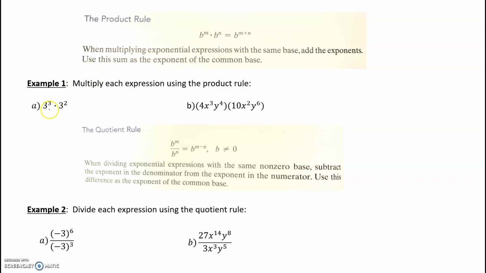So a good example, we'll look at a. Notice they both have a base of 3. So this is saying 3 times 3 times 3 times 3 times 3, right? So in this one, you're going to add your exponents. So you'll have 3 to the power of 5. And then you can type that in your calculator. 3 to the power of 5 is 243.